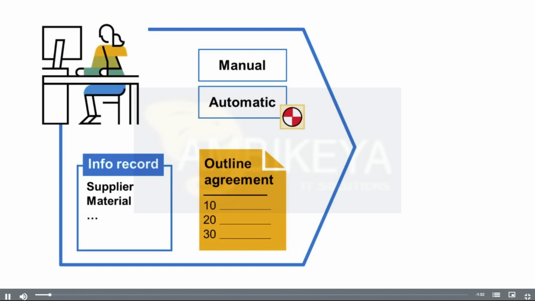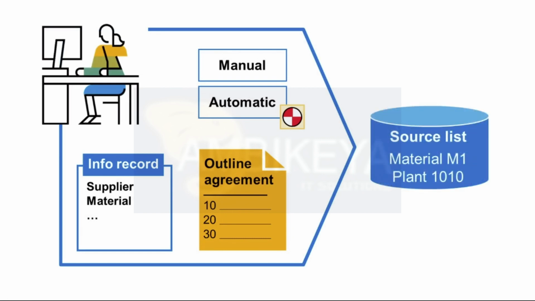You can choose between various procedures to maintain the source list. You can maintain the source list manually for each material and plant. When you create or change an outline agreement, you can adopt an outline agreement item in the source list for the material. To do so, select the outline agreement item and choose Item, Maintain source list. This is also possible when you create or change a purchasing info record.